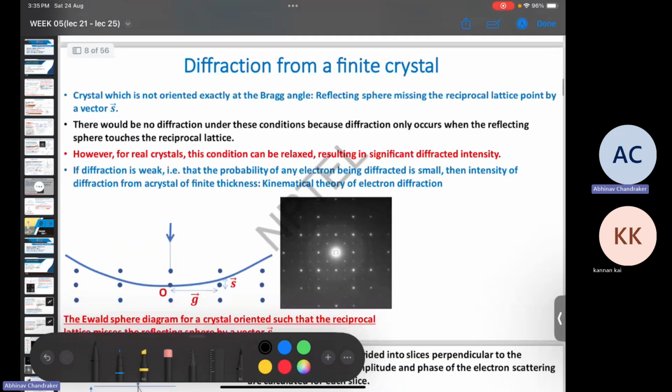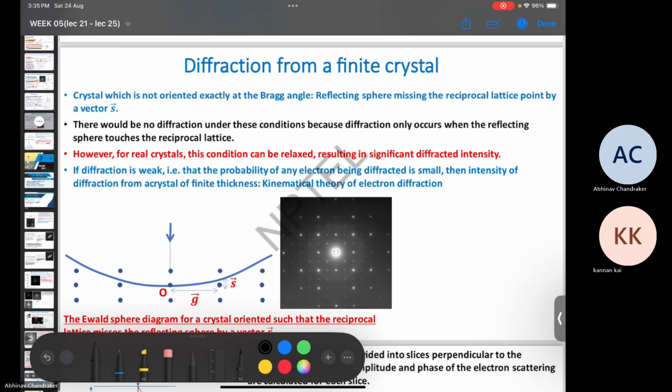Now we'll move to understanding what will happen if the thickness of the crystal that we are seeing is changing.